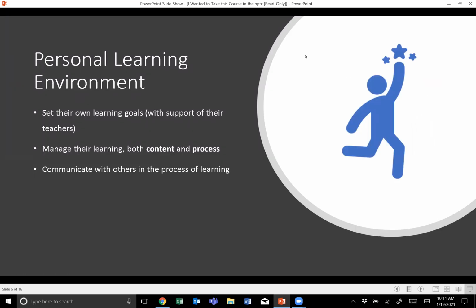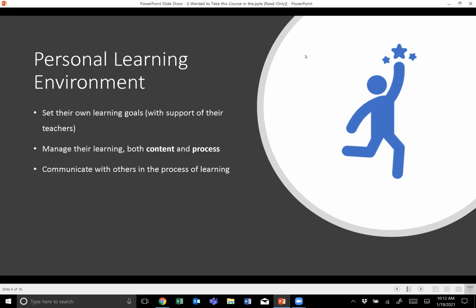Personal learning environment. This is Graham Attwell, who is from the University of Warwick. He also has a company, I think it's Pontydysgu, which is challenging to say, but it's basically a small research company. He defines the personal learning environment as something where the student can set their own goals, with the support of their teachers. They can manage their learning. And the key word here, anytime I bold font, that's important, is not only the process, but content.